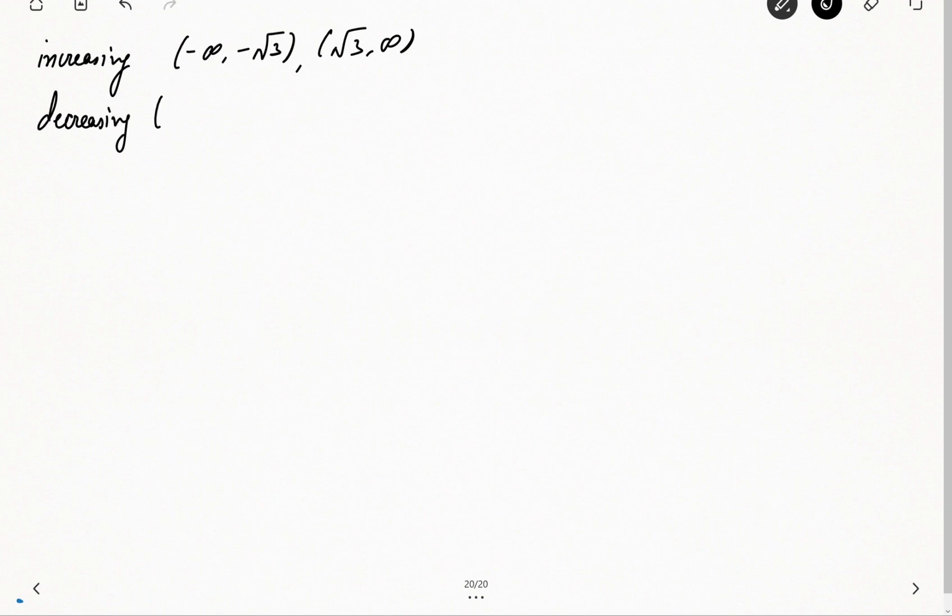The decreasing one happens in the middle, so it's from negative square root of 3 up to square root of 3. Okay, and we say the max occurs at x equals negative square root of 3, and the min at x equals positive square root of 3. Okay, and that's it. That's a wrap for problem 16.